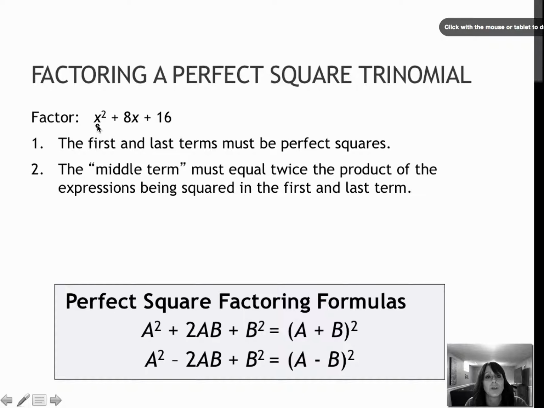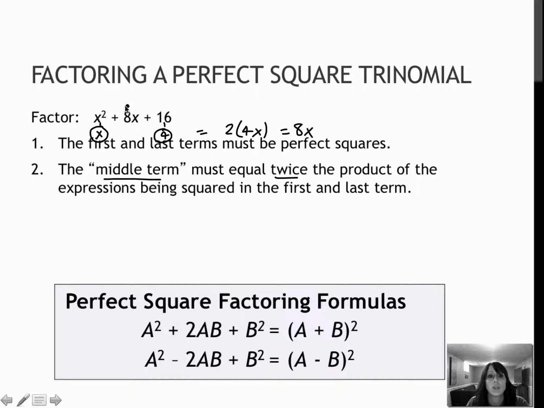Notice that my first term is a perfect square because I can take the square root of it and get x. And my last term is a perfect square because I can take the square root and get 4, because 4 times 4 is 16. Then we check our middle term. So our middle term must equal twice the product of the expressions. So x and 4, their product would be 4x. And if I doubled it, if I took twice that product, I would get 8x, which is what I have as my middle term.